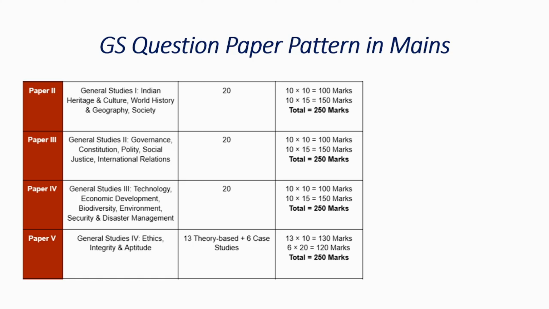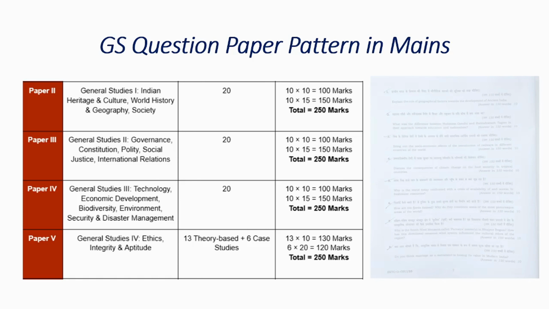Now paper 4, ethics, is a bit different. Paper 4 is ethics, integrity and aptitude, which is general studies paper 4. It talks about ethics, integrity and aptitude. And it has 19 questions in total, not 20. And these 19 questions are not the same. There are 13 theory based questions.